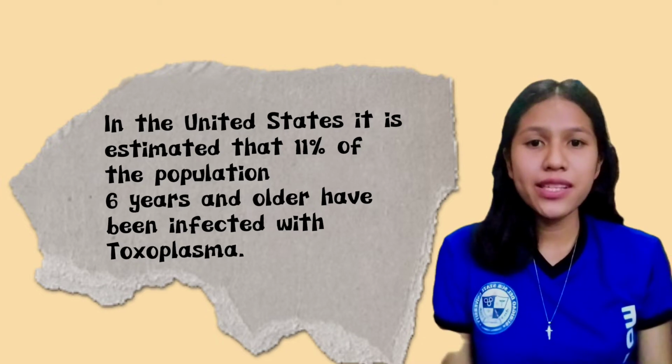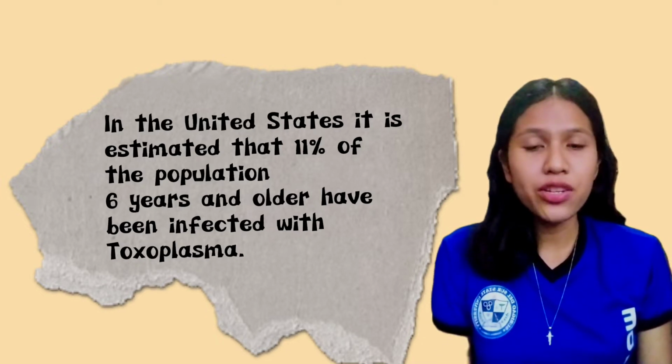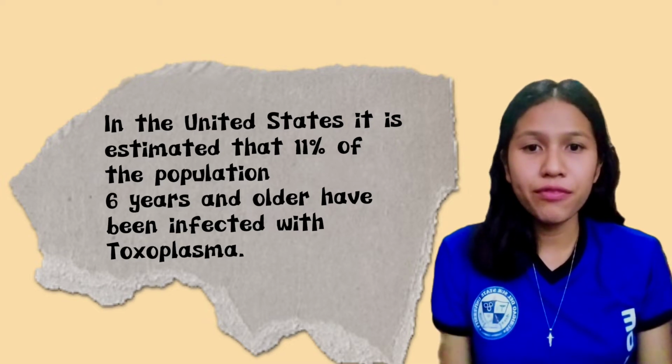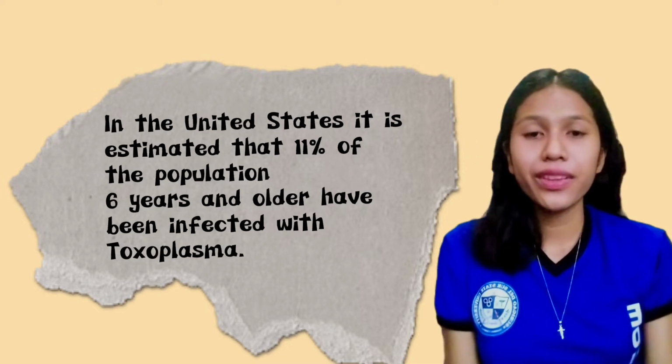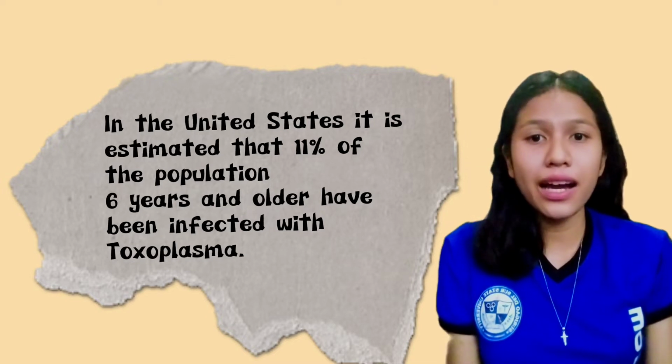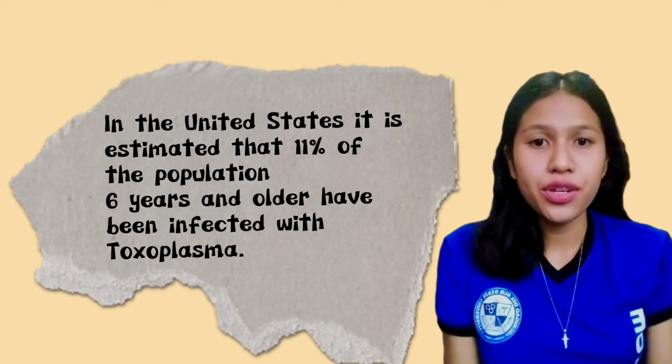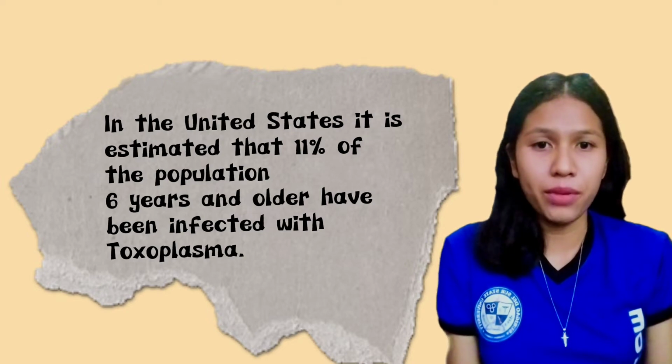In various places throughout the world, it has been shown that 60% of the population have been infected with the Toxoplasma. Infection is often highest in areas of the world with hot, humid climates and lower altitudes because oocysts survive better in these types of environments.